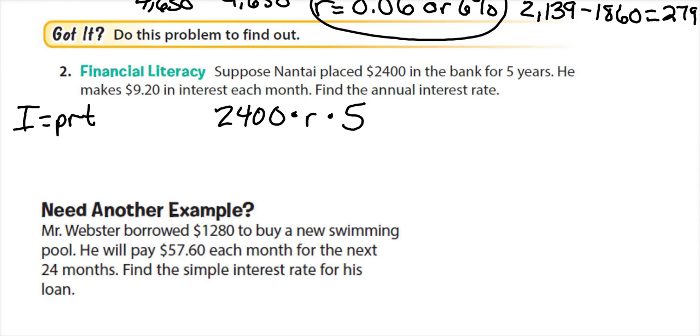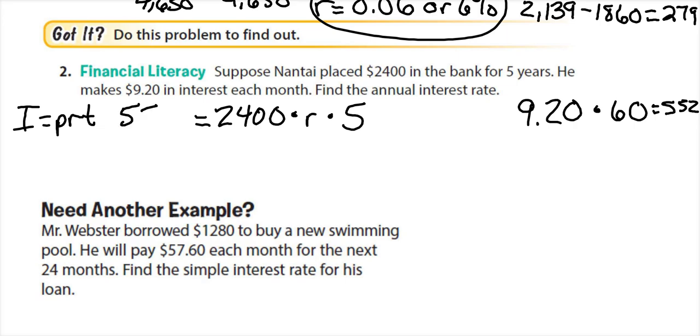Now he's going to make $9.20 every single month, so that means $9.20 every month for 5 years. We have to convert that. How many months would that be in 5 years? 5 times 12, which would be 60. So he's going to get $9.20 60 times. Let's calculate that: 920 times 60 would be 552. That's what he's actually making, so that's his interest earned.